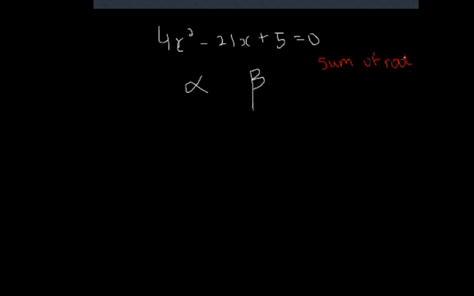Right now, all the information that they gave us is that 4x squared minus 21x plus 5 is equal to 0. And they told us that the roots of this quadratic would be represented by alpha and beta. So this quadratic has two roots. One is alpha and the other one is beta. What they want me to find is the sum of the roots, and the product of the roots.